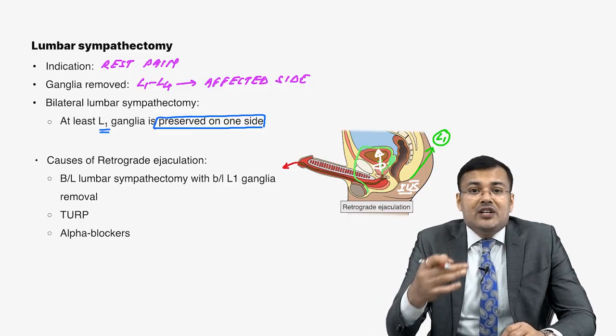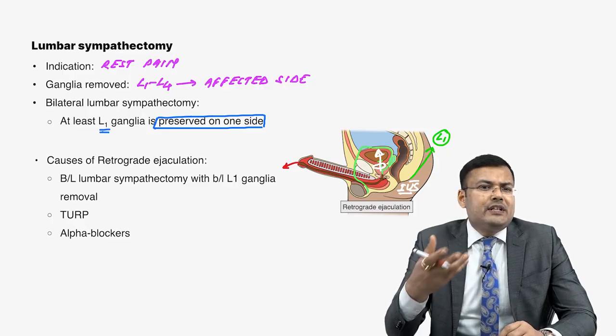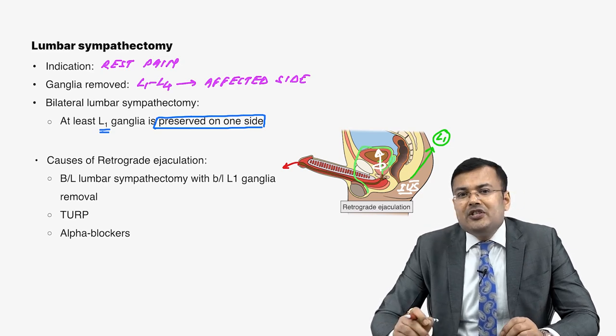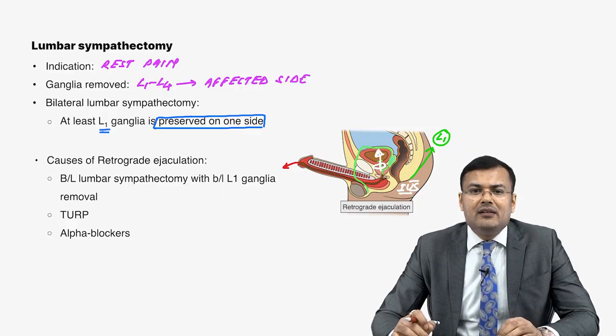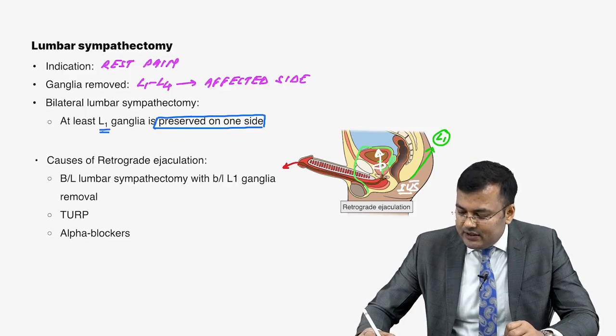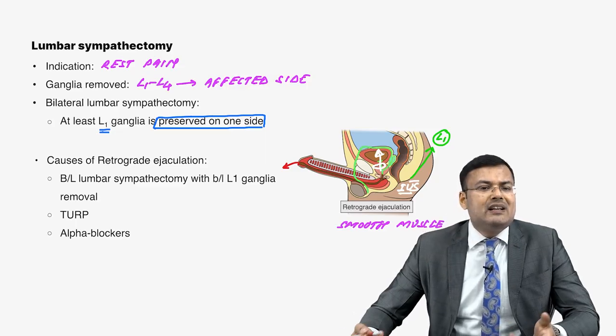So what are the other conditions in which retrograde ejaculation can be seen? TURP. Because in TURP, there is no proximal landmark, so there is increased risk of injury of the internal urinary sphincter. If you give alpha blockers, why? Because this internal urinary sphincter is smooth muscle, and because of the alpha blocker, there is smooth muscle relaxation.